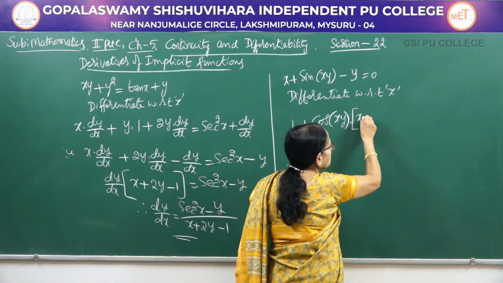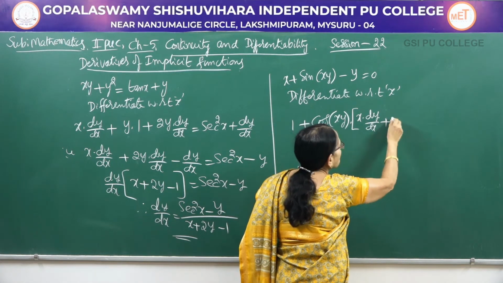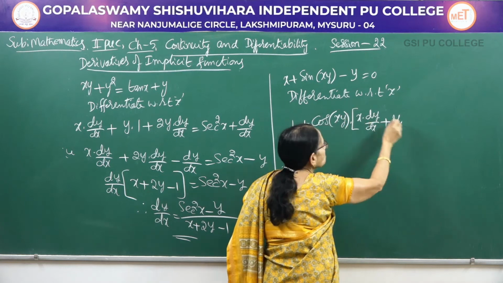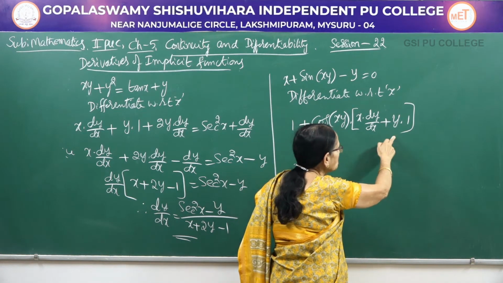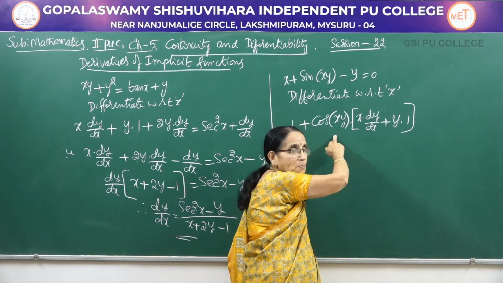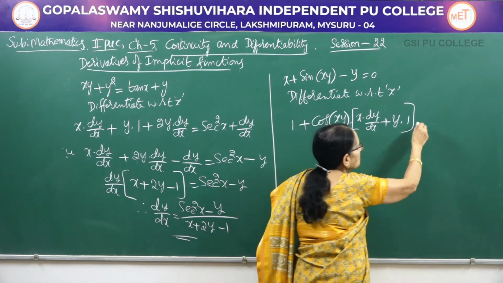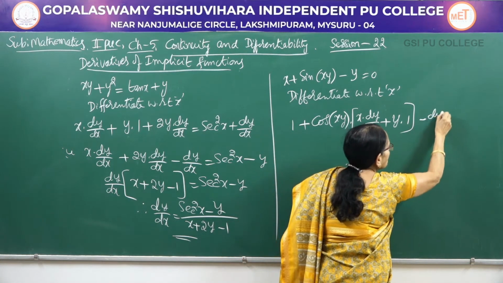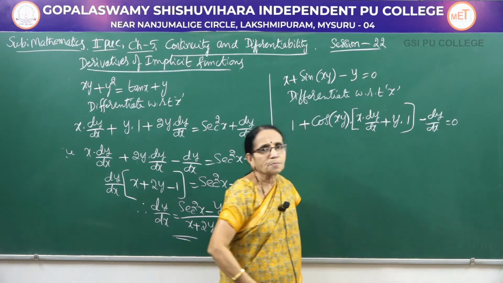First function x into derivative of the second, it is dy by dx. Second function y into derivative of x, which is 1. Close the bracket, because there are two terms, and both of them have to be multiplied by this term. That is why the bracket is necessary. Minus y becomes dy by dx. That would be equal to 0.